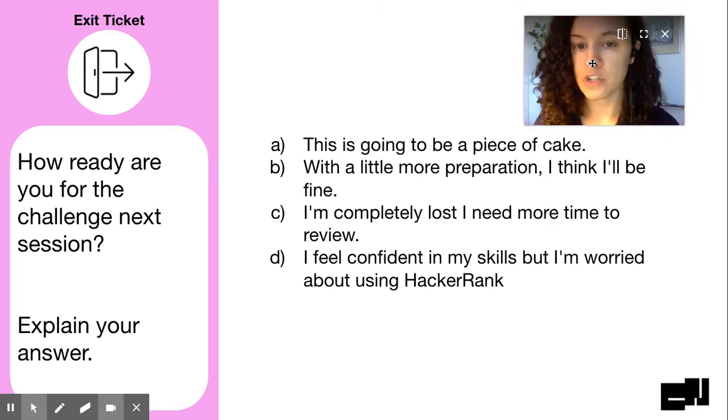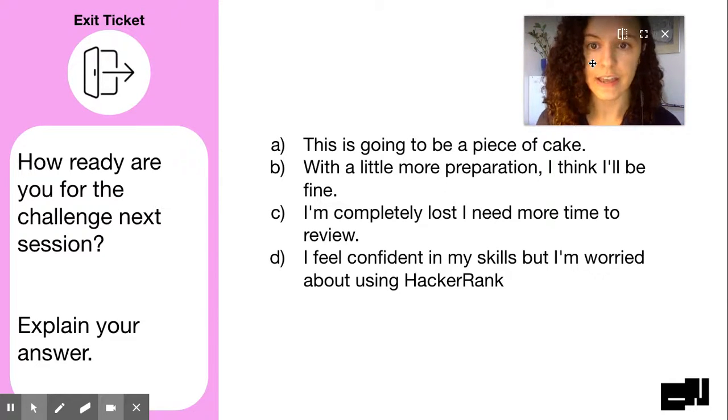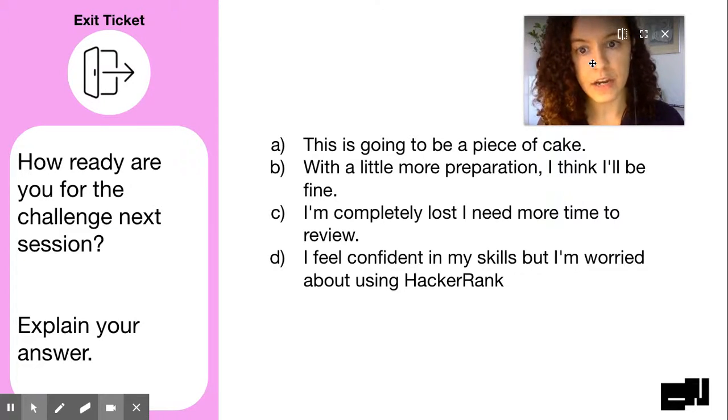In Google Classroom, you're going to go here and add in your answer, A, B, C, or D. We have 4 options. How ready are you for the challenge next session? A is going to be a piece of cake. B, with a little more preparation, I think we'll be fine. C, I'm completely lost and I need more time to review. Or D, I feel confident in my skills, but I'm worried about using HackerRank. Based on what you put here, your program manager will reach out to you about next steps. So make sure you're honest and we can help you get prepared for the challenge.